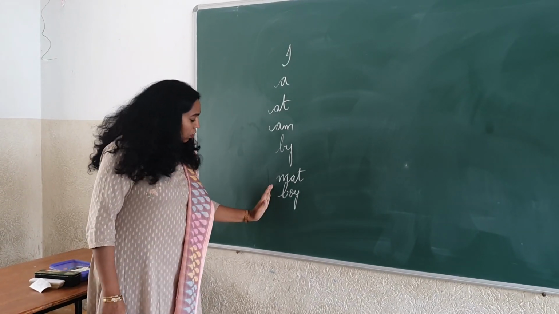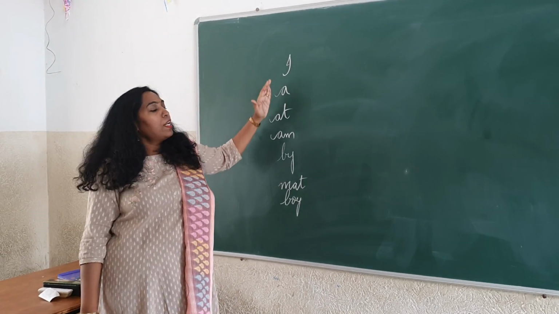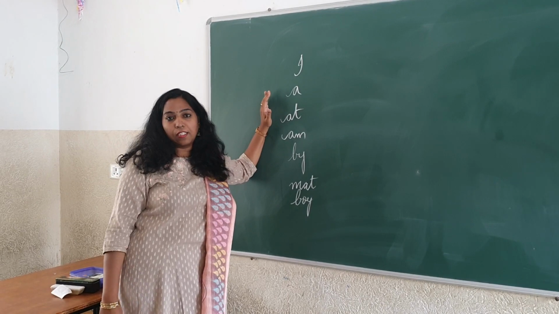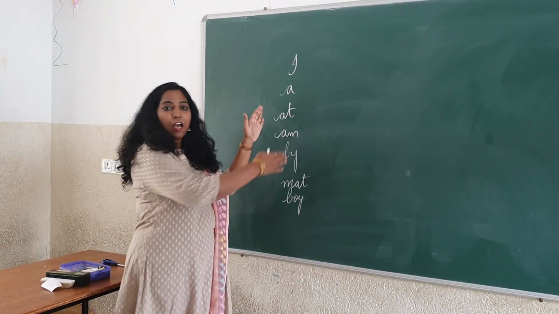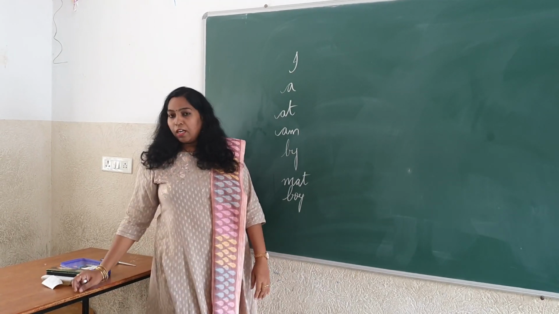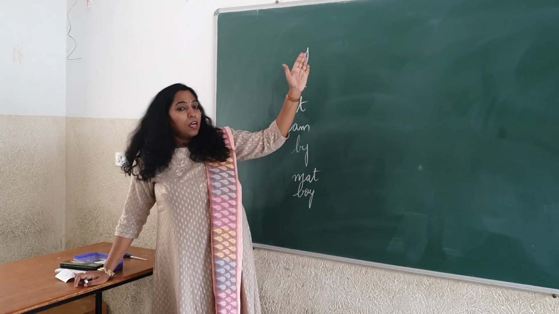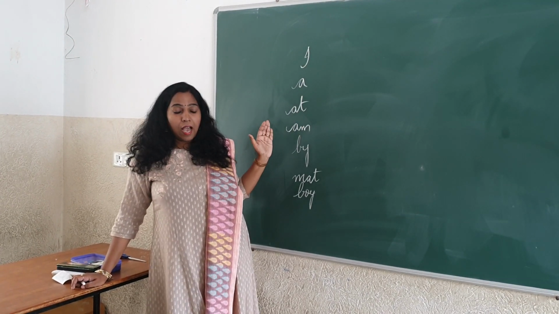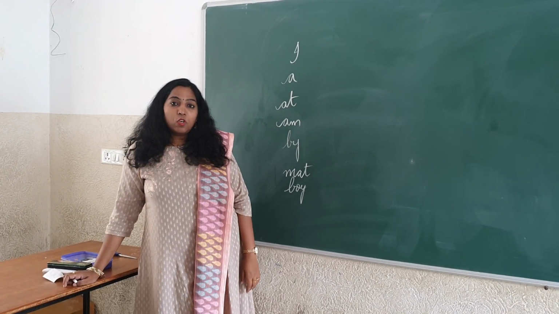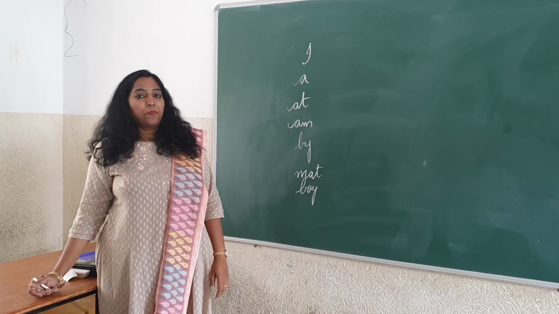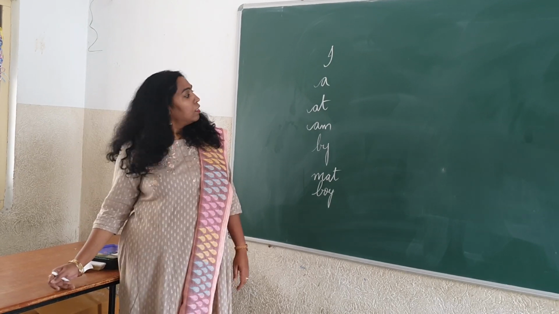Now what do we have here in this column? We have some words, right? Some are one letter, some are two letters, some are three letters. But all these are words. Now, just because I have a list of words, if you have to read all these words individually, like I, at, am, by, mat, boy. So if I have to read all this put together, let us see if we can make any meaning out of it. Shall we try?